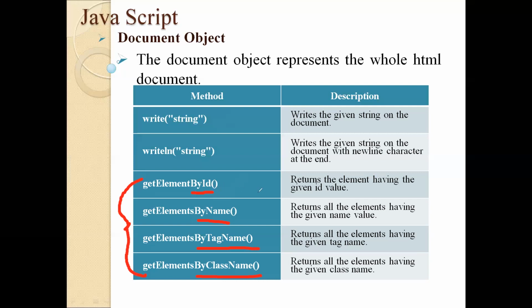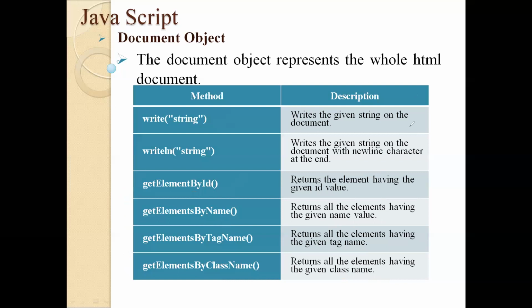So this method will return the element which is having the given ID value. This method will return the element which is having the given name value. This method will return the element which is having the given tag name. And this method will return the element which is having the given class name. So this is how these particular methods will work. Get element by ID will return an element which is having the given ID. Get element by name will return the element which is having the given name, right? So now these 6 methods can be used along with the document object.